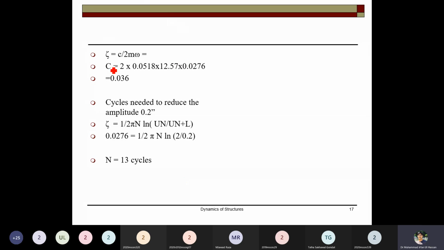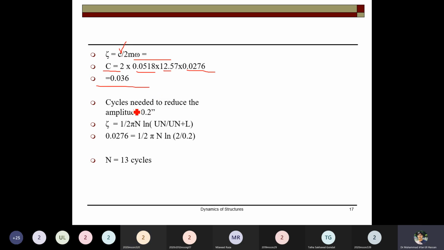From that you can also compute the damping coefficient, because you know that the damping coefficient is linked with the damping ratio by this expression: zeta is equal to c over 2m omega, and c can be determined now. The damping coefficient is 2 into zeta, which was already determined, times m omega. So you can have the damping coefficient.